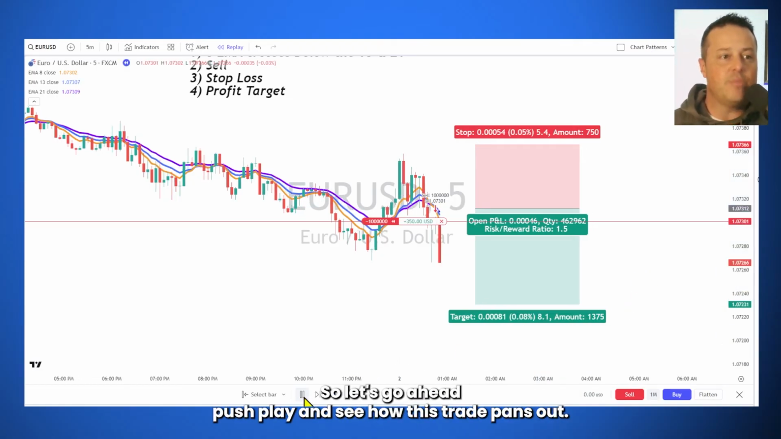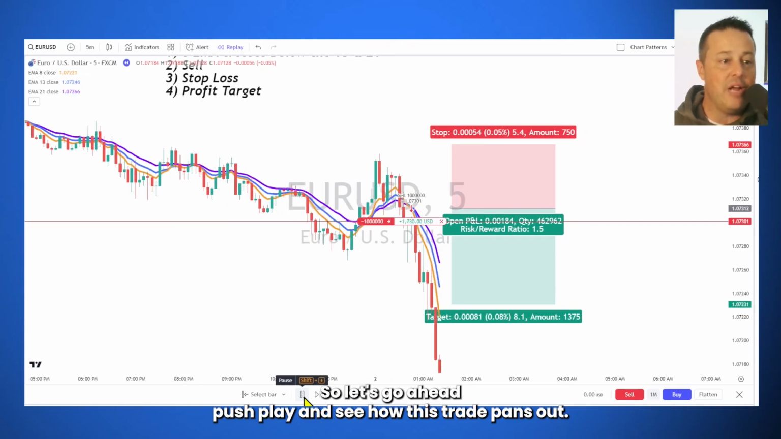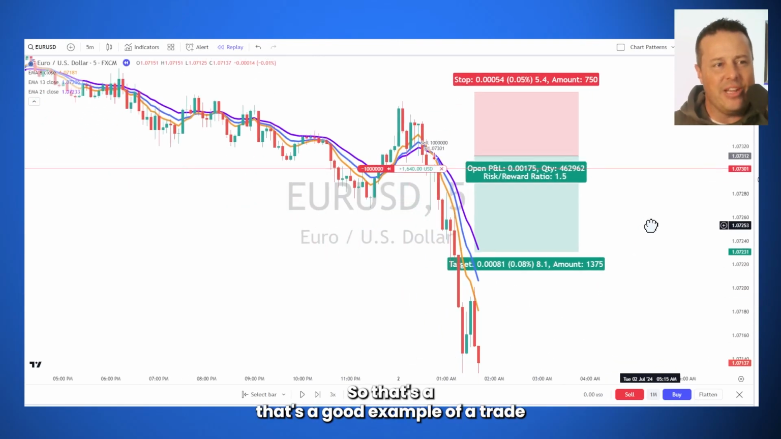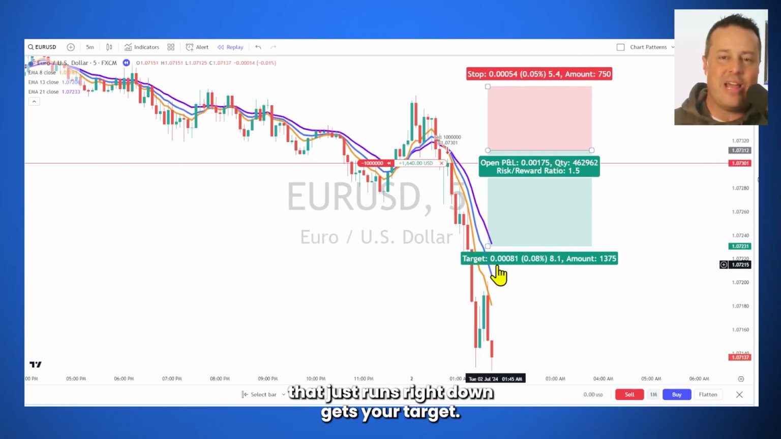So let's go ahead, push play, and see how this trade pans out. You can see you get immediately just a huge break. So that's a good example of a trade that just runs right down, gets your target.